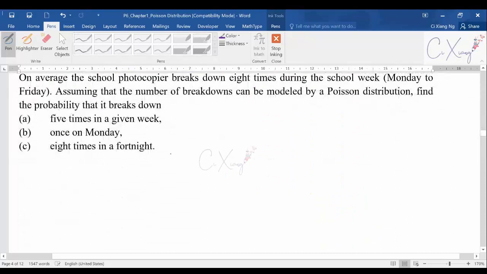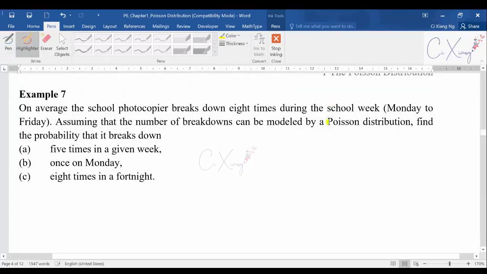Okay, so for example 7, if you look at it again, they already give you the keyword Poisson distribution. If they didn't give you this keyword Poisson, then when you look at it, you should look for this: during the school week, Monday to Friday. The school week means 5 days only because they are talking about the school week. So during the school week is an interval given in the question. Something happened: the number of breakdowns is 8 times during this interval. From this sentence, you know that it is actually a Poisson distribution question. So this is how we detect it.